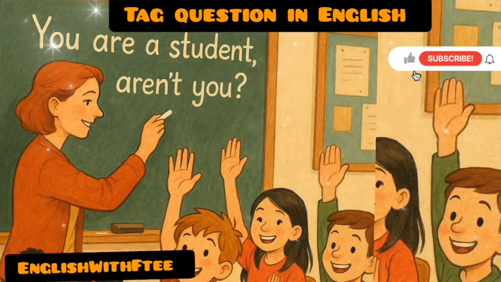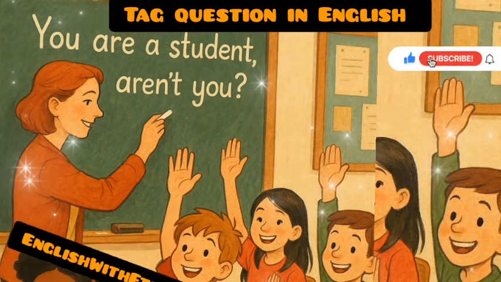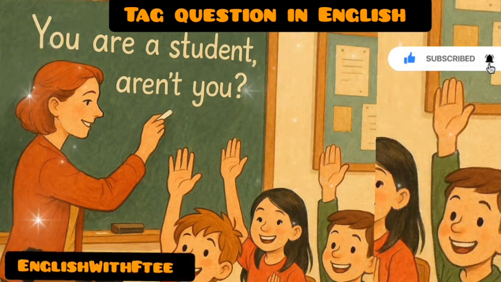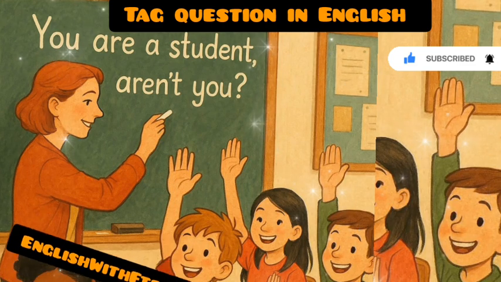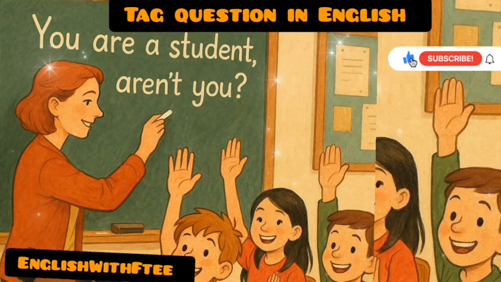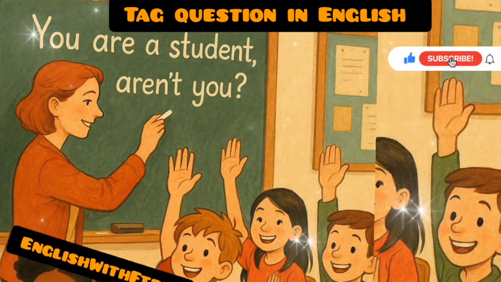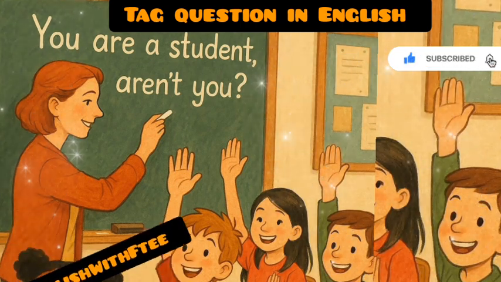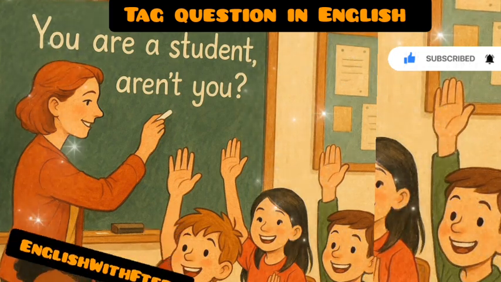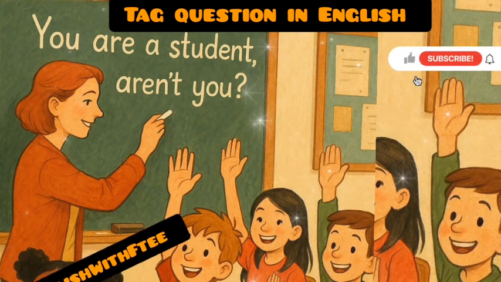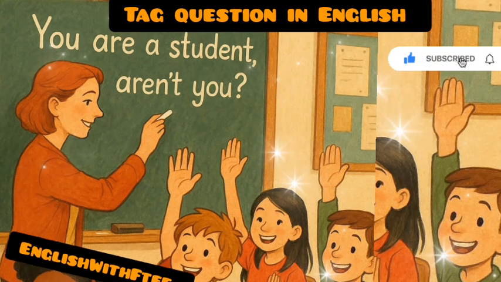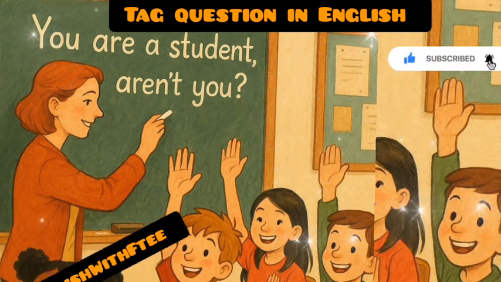Now your turn. I want you to complete the following statements with the correct tag question. Question number 1. Is lunchtime, dash? Question number 2. He was hungry, dash. Question number 3. They don't live in Spain, dash. And the last question. They weren't lying, dash.